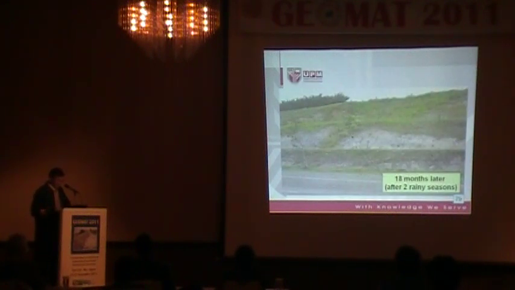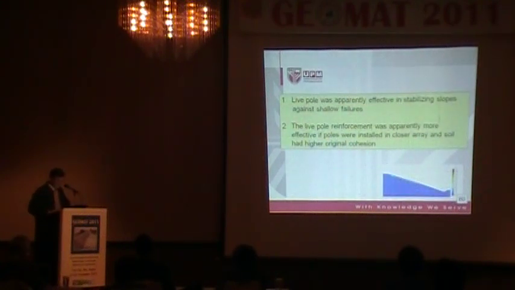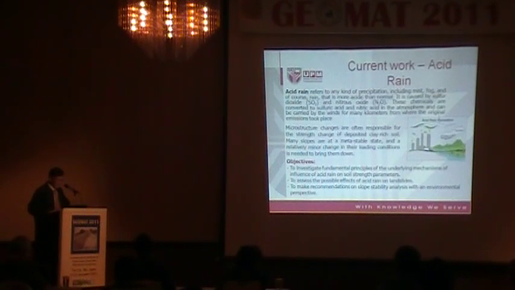Okay? So I took this picture 1.5 years later, during a rainy day. I think you can just about see the rain. And you see the lateral section is still okay, and the rest of the slope has failed again. So the live pole was apparently effective against the rising slope. Again, shallow failures, and it's good, particularly if you put them in a very close spacing and soil of higher original coefficients. And we begin to look at the effect of acid rain.